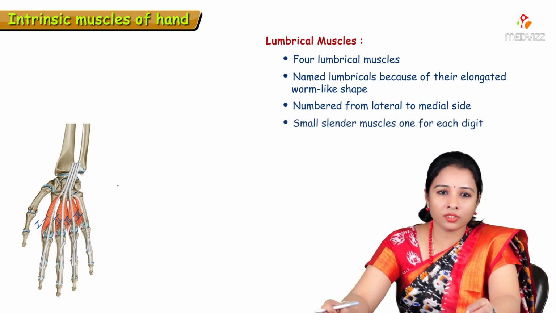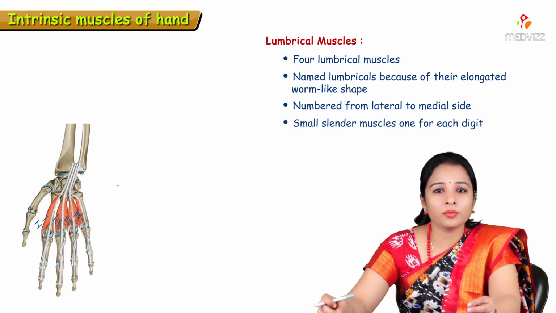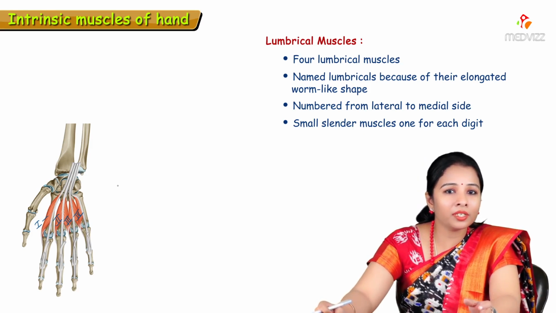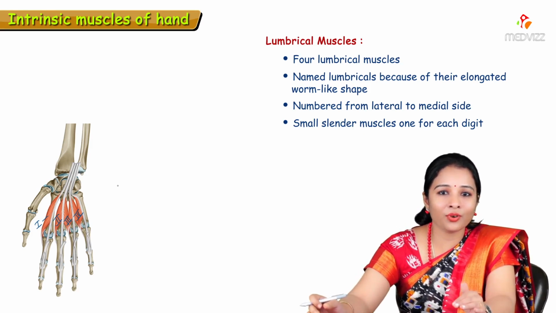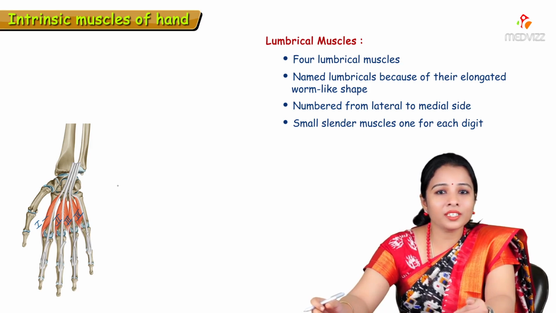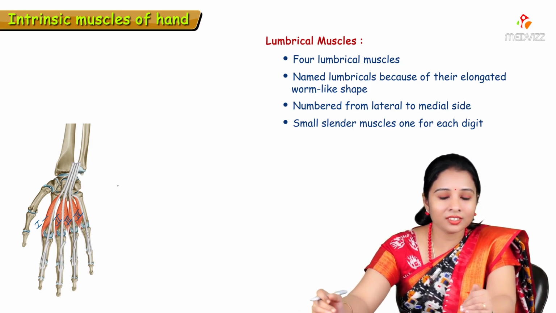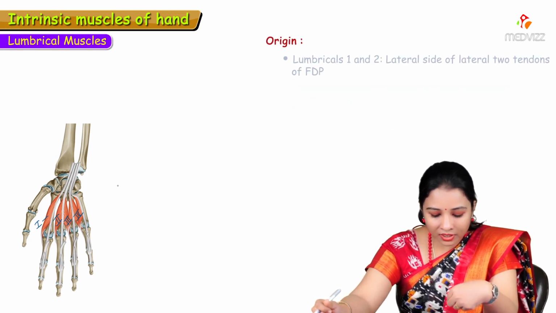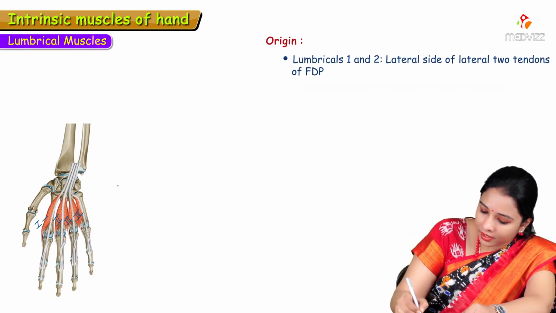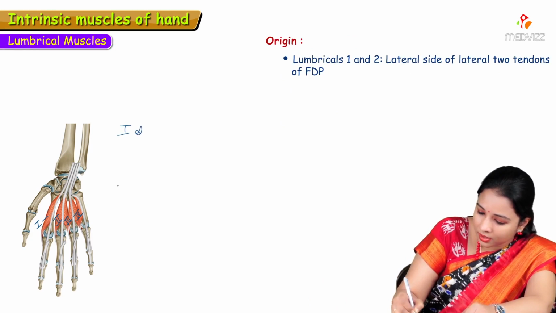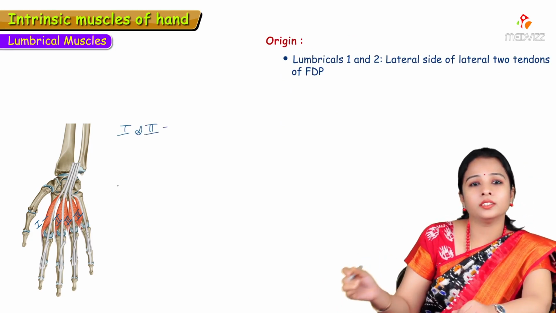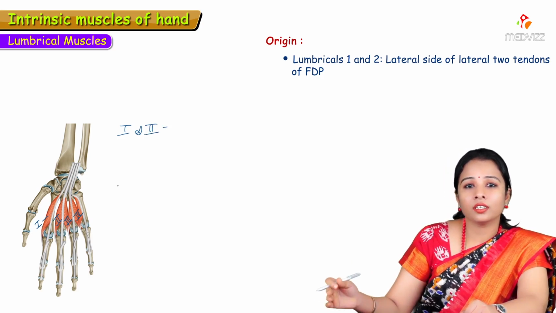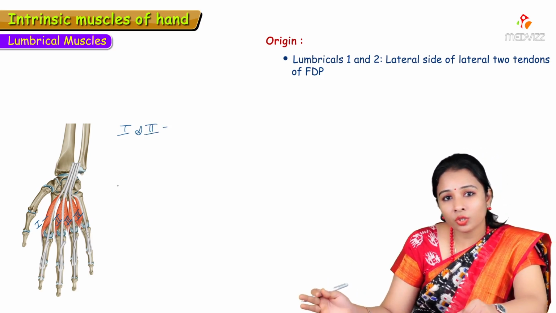They are small slender muscles, one for each digit, and they are named lumbricals because of their elongated worm-like shape. So lumbrical means earthworm. That is the reason it is called lumbrical muscle. And these lumbricals, if you see the first and second lumbrical, I will write here first and second lumbrical, they get origin from the lateral side 2 tendons of flexor digitorum profundus.